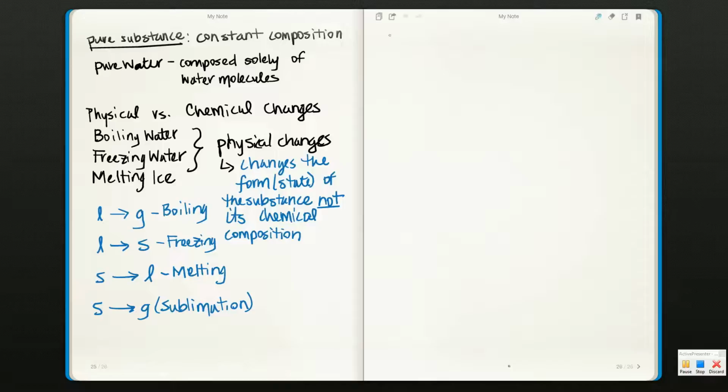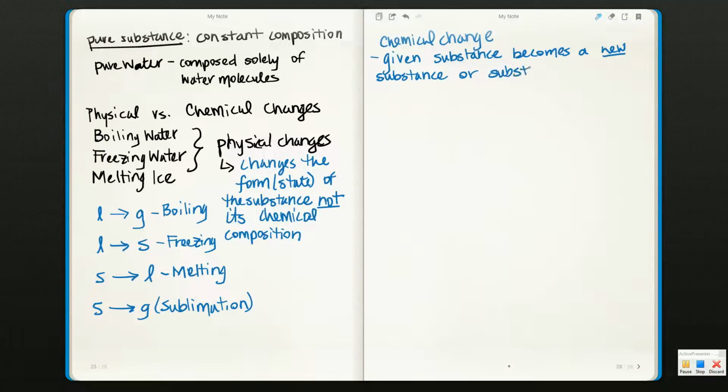So a chemical change is when a given substance, so this is the definition, a given substance becomes a new, so that's important, a new substance or substances, so it can be more than one thing, with different properties and different composition.